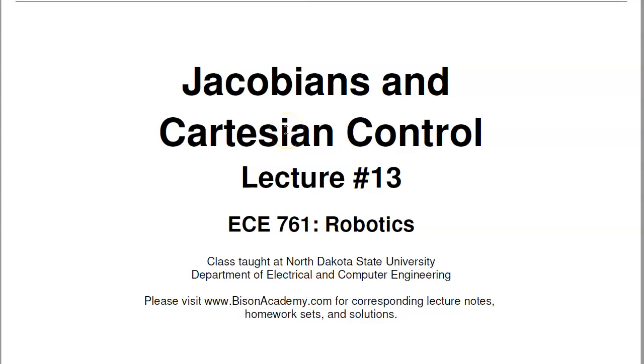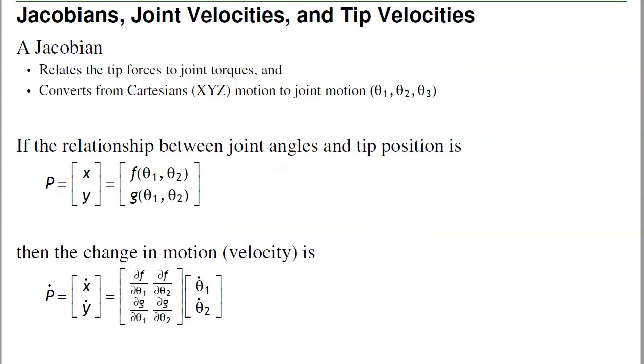Welcome to ECE 761 Robotics Lecture number 13, Jacobians and Cartesian Control. Now, Jacobians are a matrix that relate tip forces to joint torques. They also convert from Cartesian coordinates, x, y, z, into joint motion.